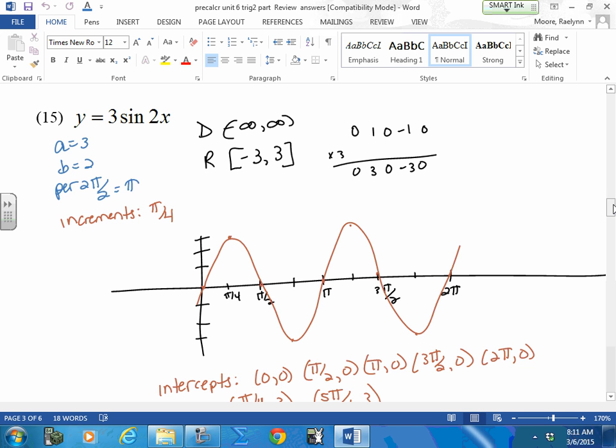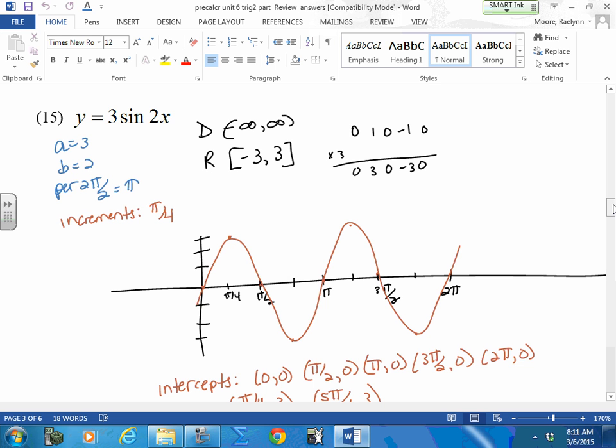So 2 frequency, amplitude 3. We've got an amplitude, a vertical stretch, and what does the frequency of 2 give us? A horizontal shrink. I need 2 of them, so didn't my period now go to pi instead of 2 pi? So I shrunk the period. Horizontally, I'm shrinking the period.